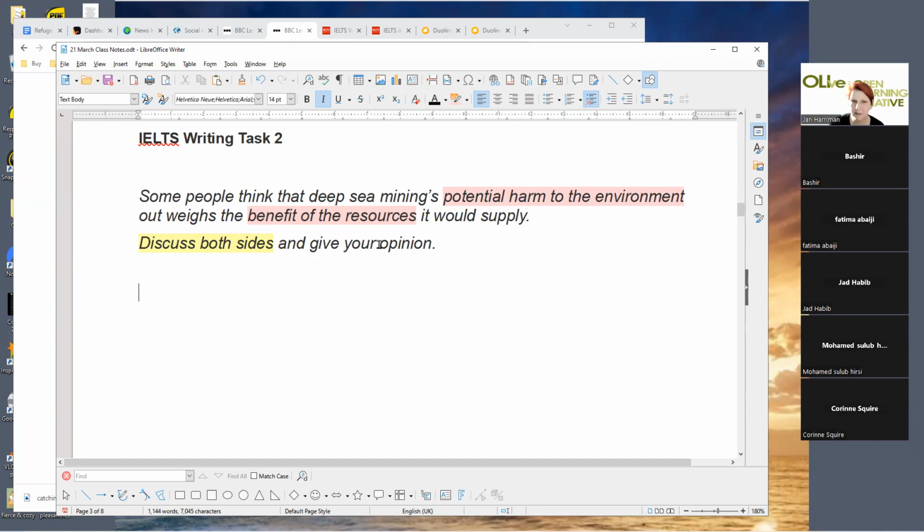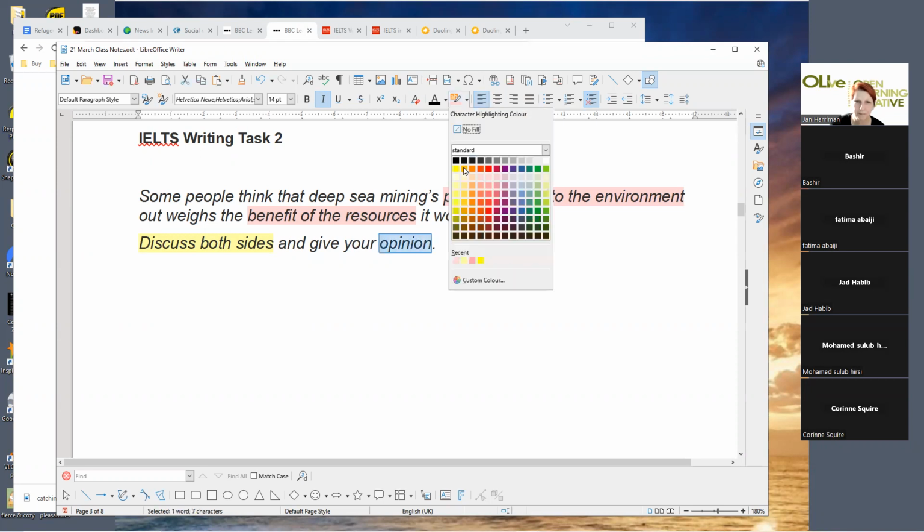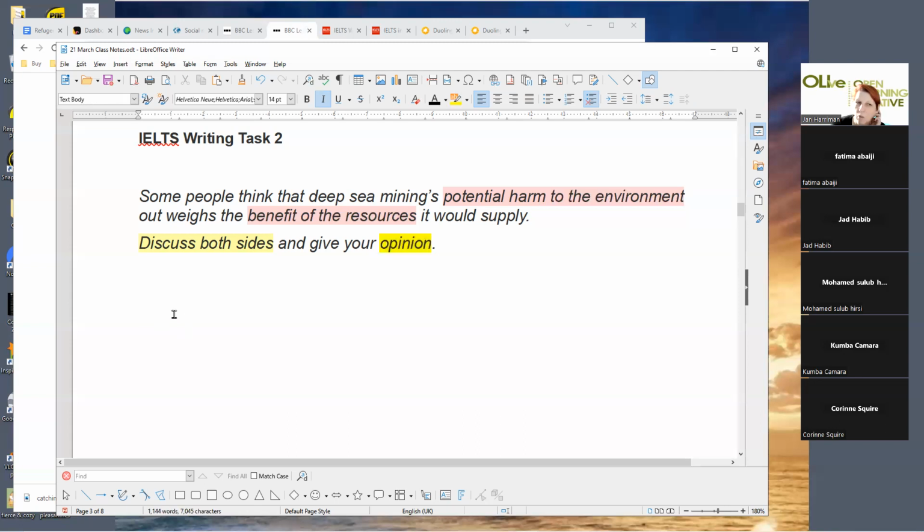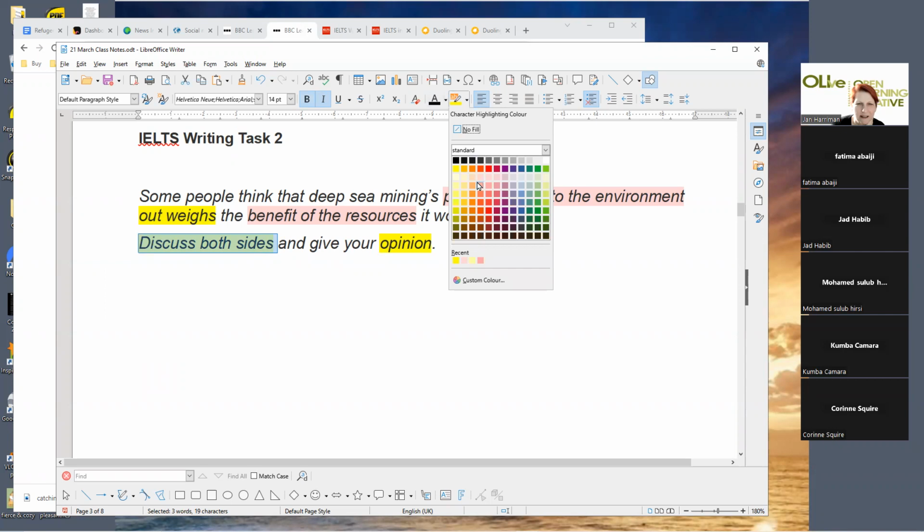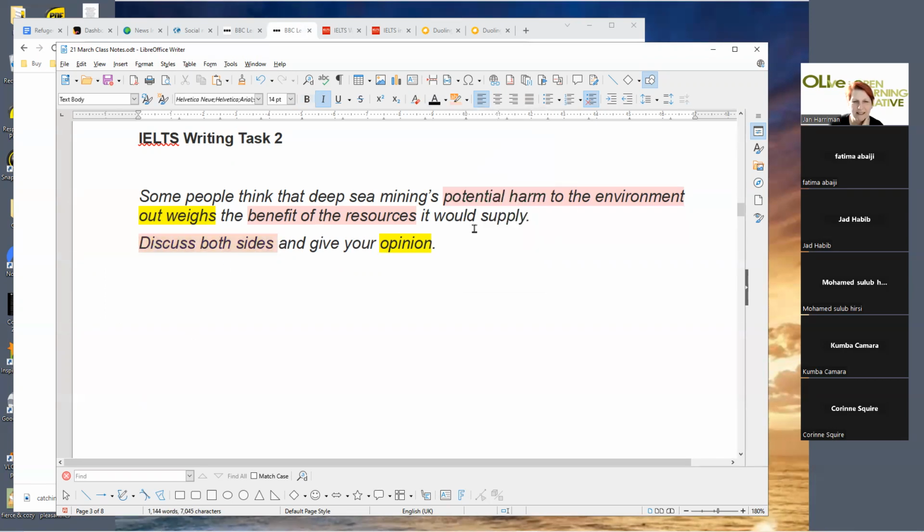And the opinion that we need to give. What is the opinion that we need to give? There's two words that describe the opinion that we need to give. If it's more beneficial or more harmful. Yep, exactly. And the key word would be outweighs. Which one is heavier? Which one is more important? All right, so we need to discuss, I'll make that one pink like both sides. So that's what we need to discuss.